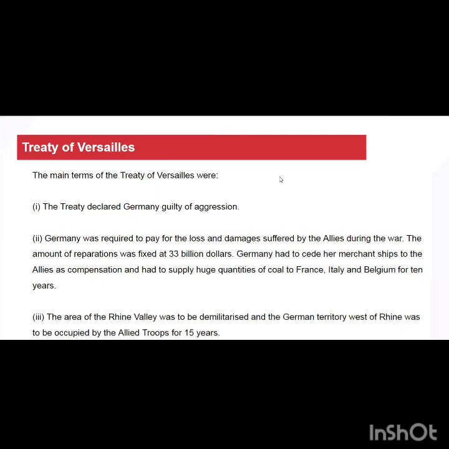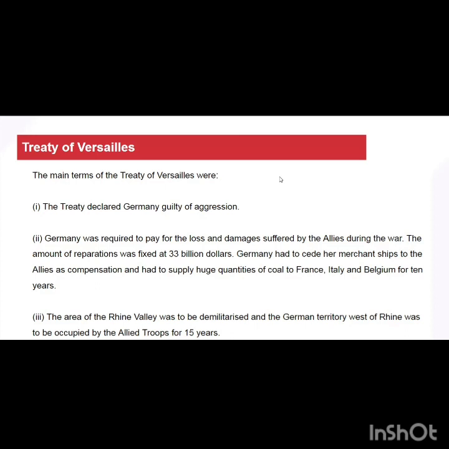Okay, apart from that, Germany had to cede its merchant ships. So all of Germany's merchant ships, it had to give to the allied powers as a war compensation. So this would affect in future the trade and commerce of Germany. Okay, so Germany had to cede her merchant ships to the victorious countries as a compensation, and this affected its trade and commerce.